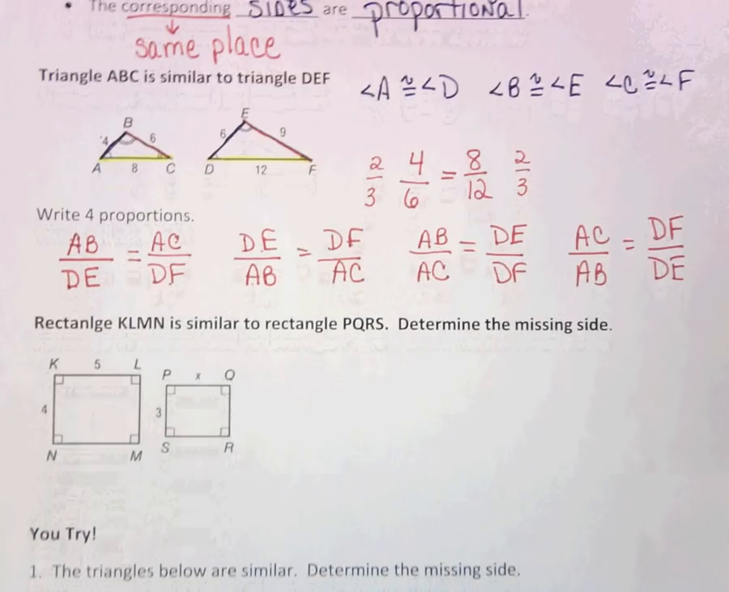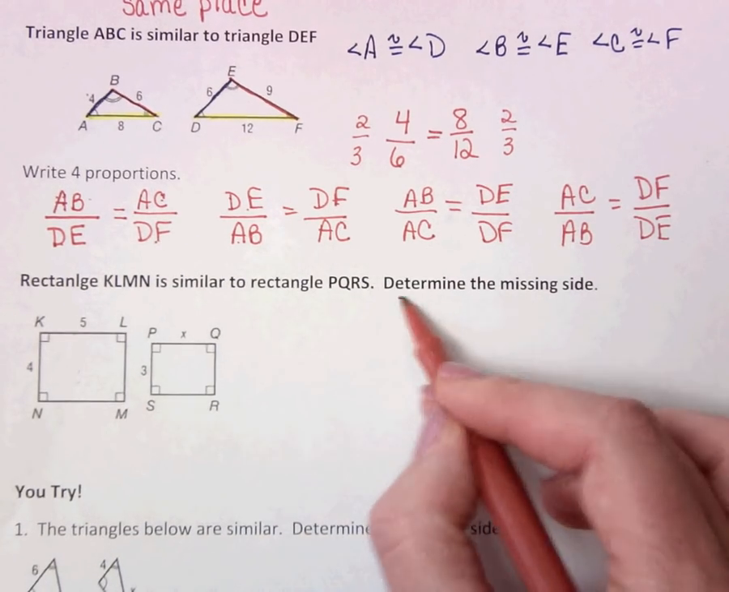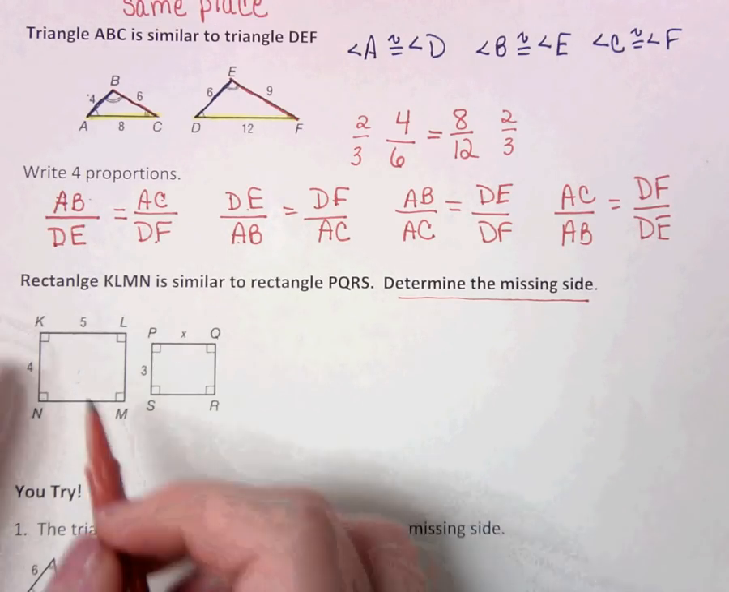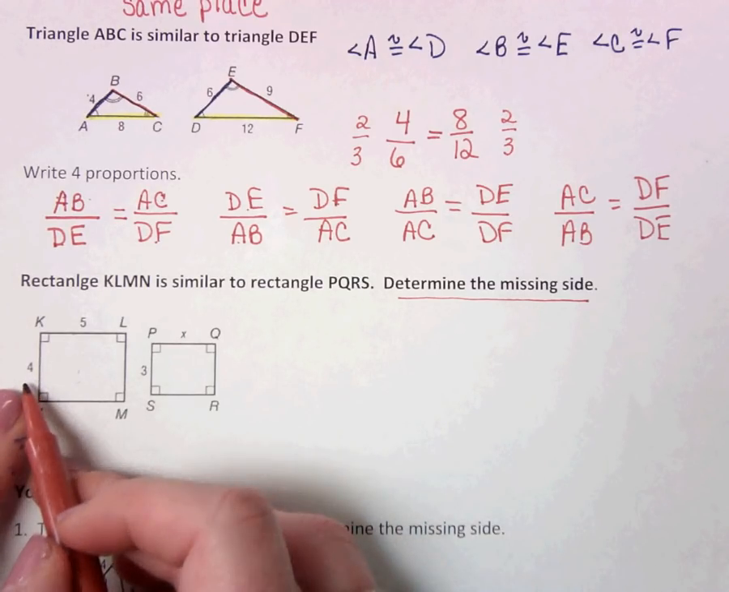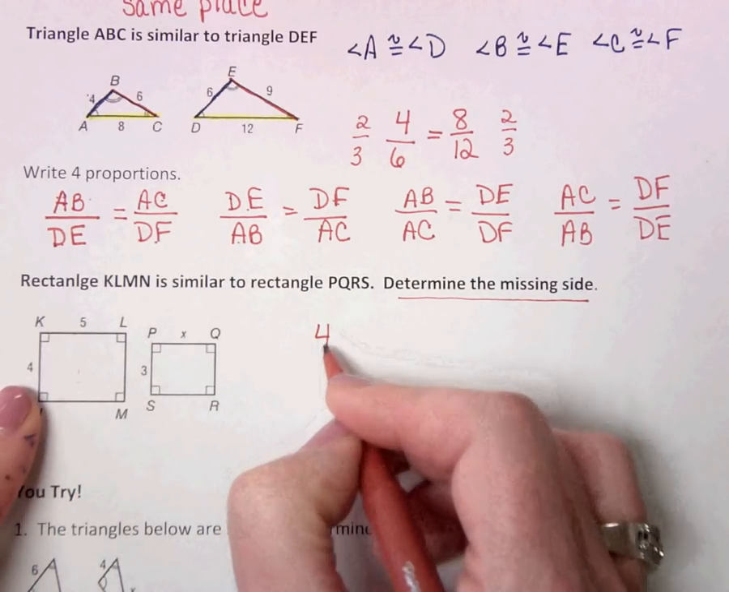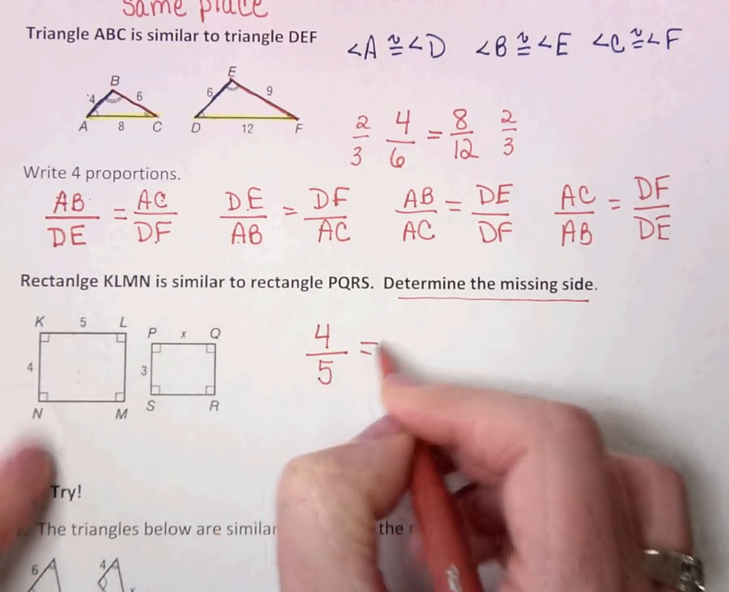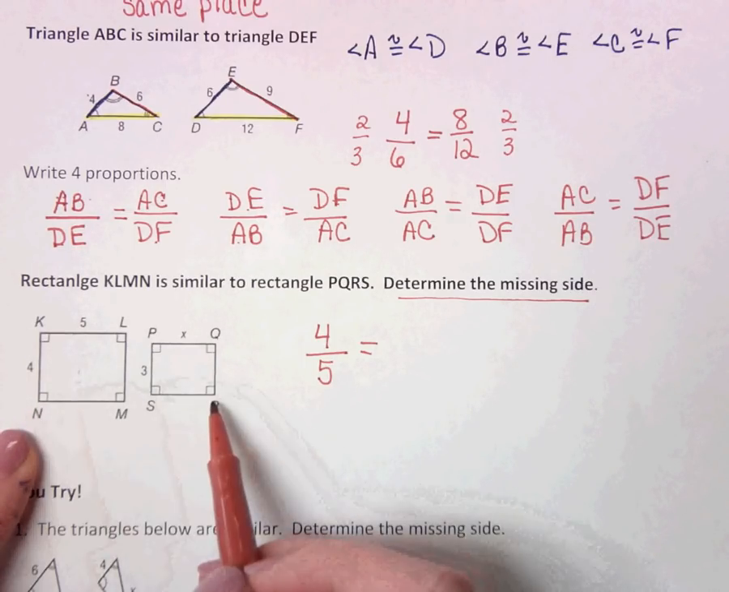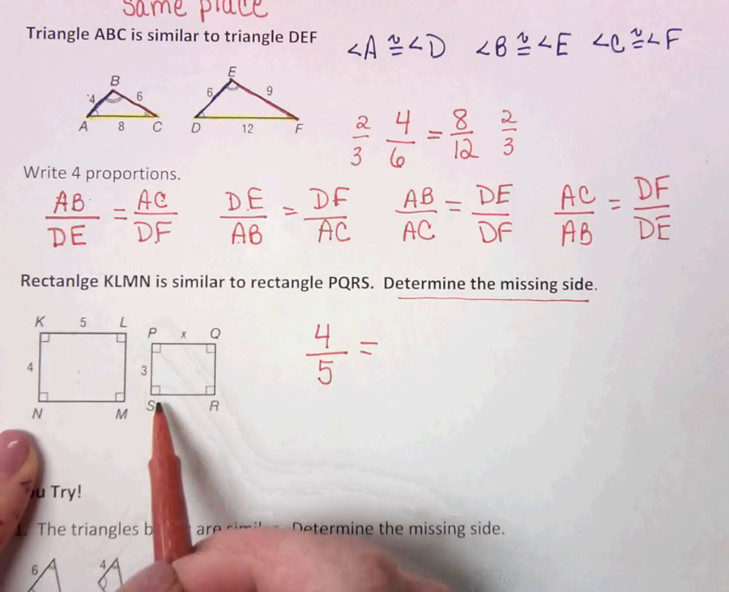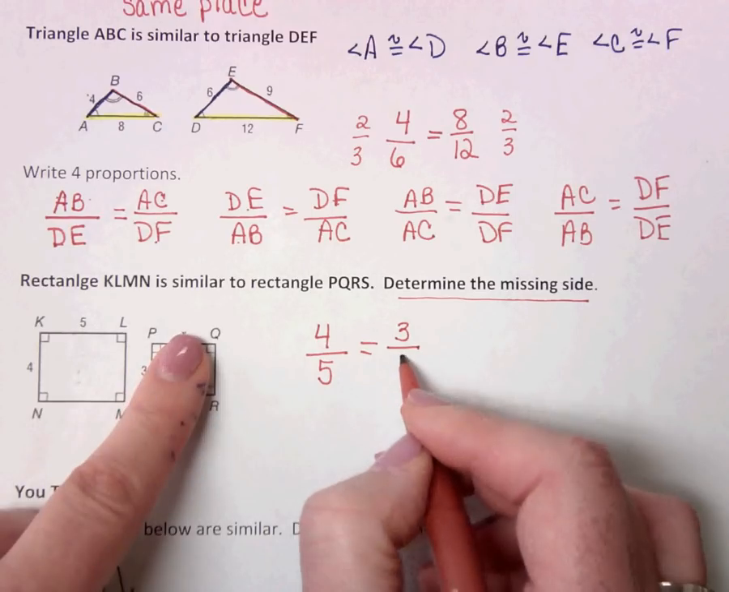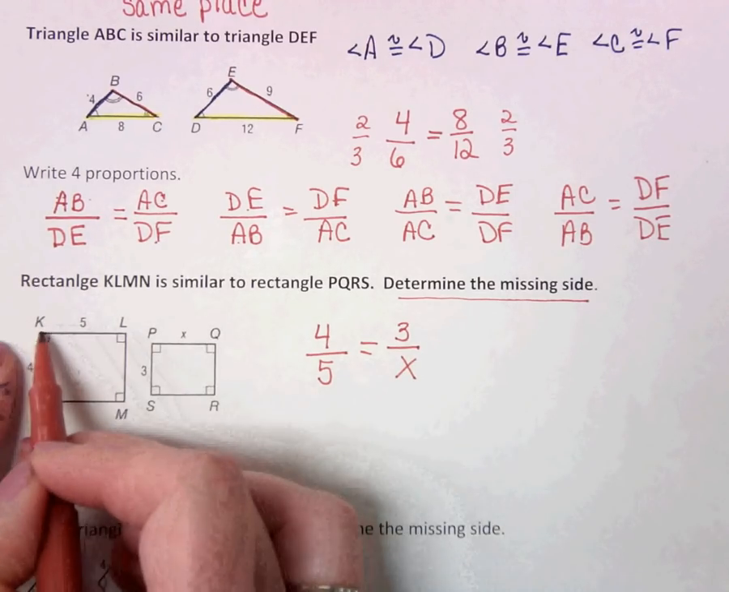Okay, so let's look at our next example. It wants us to determine the missing side. So you should be, again, familiar with writing proportions for a missing side. So lots of different ways we can write it. We might want to take the sides from the same rectangle. So I might say 4 over 5. Okay, so what corresponds to KN in my other rectangle? Okay, hopefully you said PS. So I would need to put 3 on top and then the X on bottom because it goes with side KL.